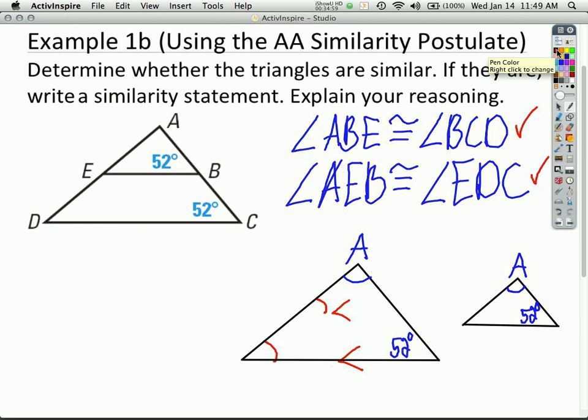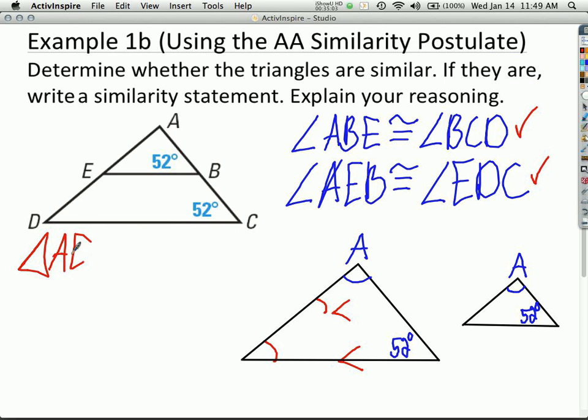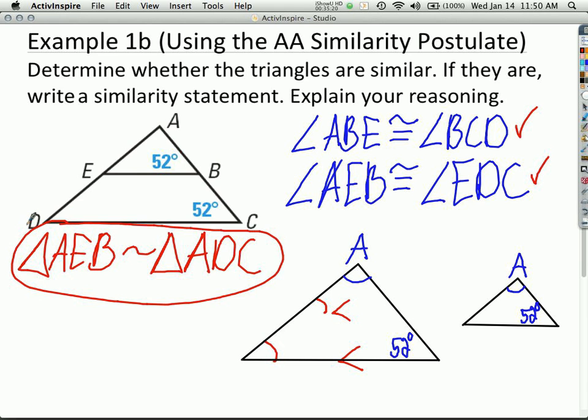So now we can make our similarity statement that triangle AEB is similar to triangle, and now we got to be careful about our letters. It's got to be A, but then it has to be D and C. And so now we have a similarity statement with evidence to support it. Does anyone have any questions or concerns about what we did? Anything at all?